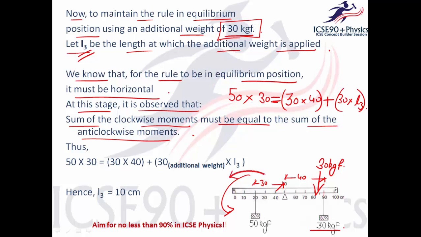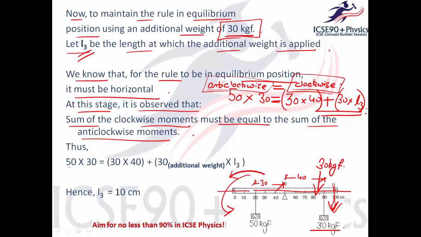Remember, on one side we have all the anti-clockwise moments, and on the other side of the equation we have all the clockwise moments. As the additional weight would be added over here in this direction, so as to bring the rule back in equilibrium, this weight has to be applied in the clockwise direction and hence is to be added on the right hand side of this equation. So on one side of the equation we would have all the anti-clockwise moments, and on the other side all the clockwise moments.